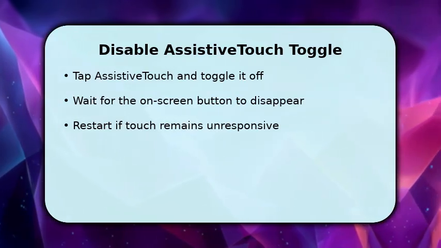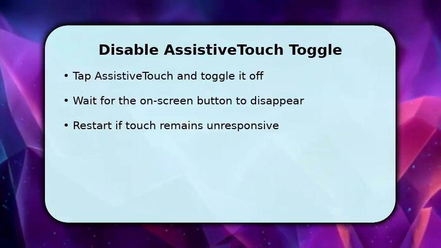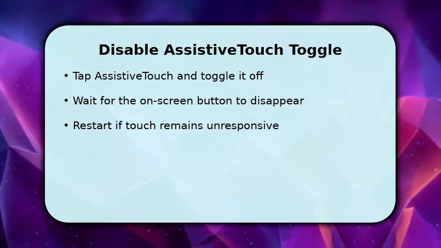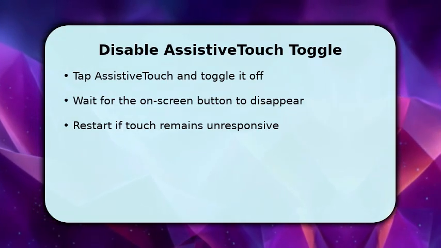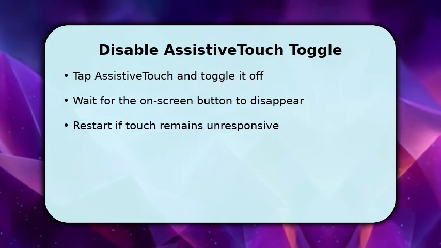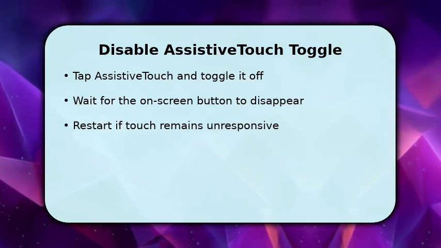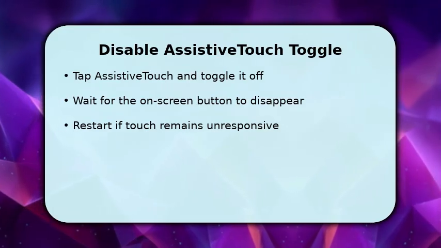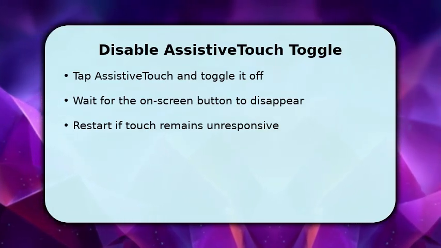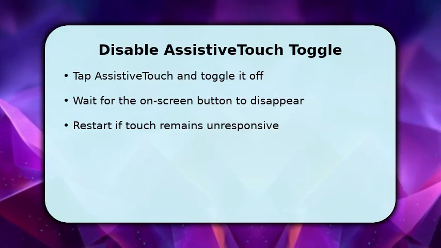If the button persists visually, give the system a few seconds. Sometimes animations or background tasks delay the change. If it still appears, force close Settings and retry the toggle. Make sure other accessibility features aren't set to re-enable it automatically, because shortcuts can toggle AssistiveTouch back on.